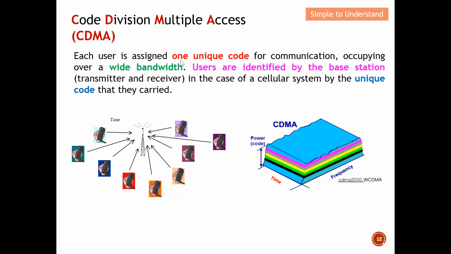Each user is assigned one unique code. So every user is given one unique code for communication, and they occupy a wide bandwidth. Users are identified by the base station by that particular unique code.